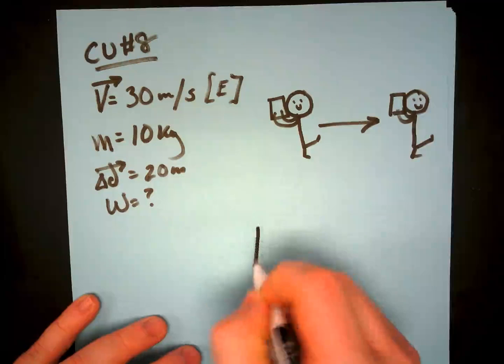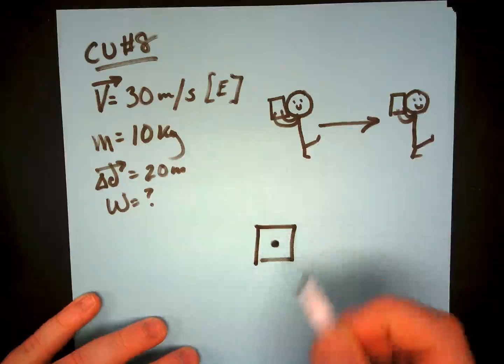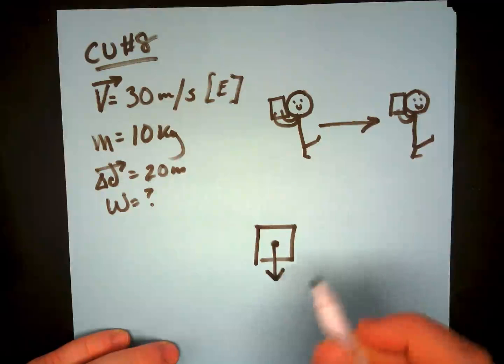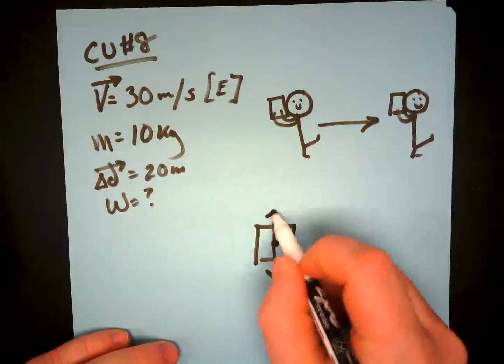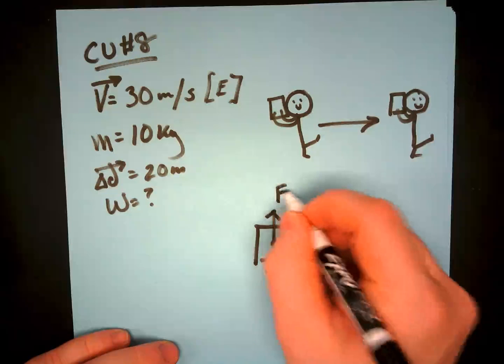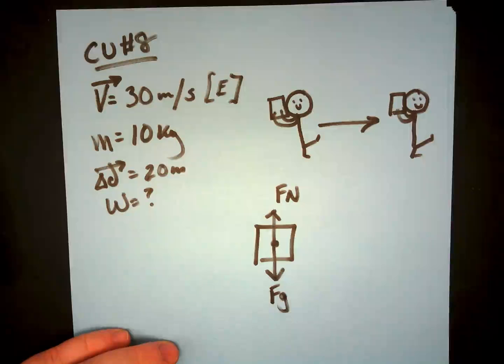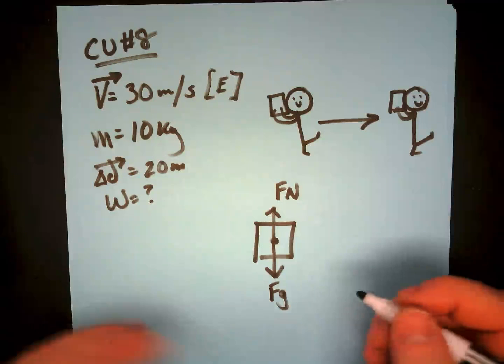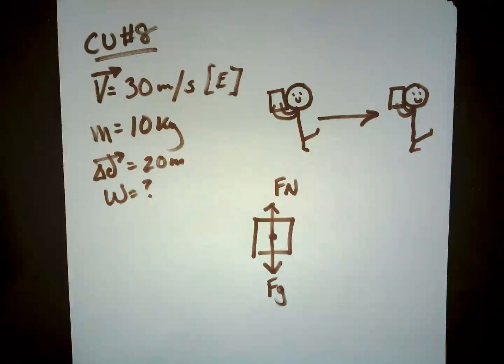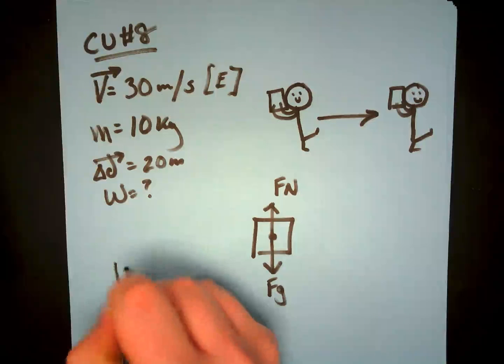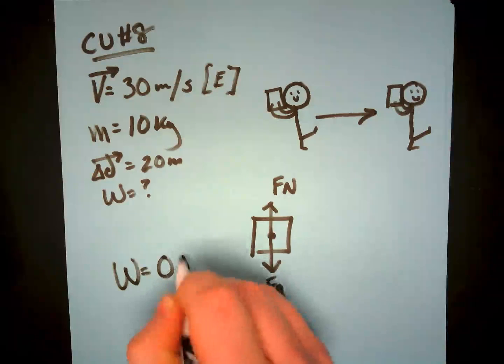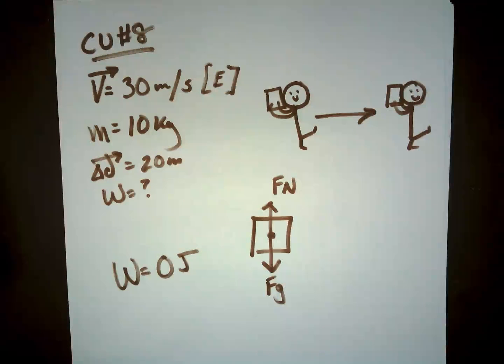So let's draw the free body diagram of the box. We've got two things going on here. We do have a normal force, technically speaking, and we also have gravitational force. And they're pretty much equal. And that's it. So, question, what's the work being done here? Answer, work is 0.